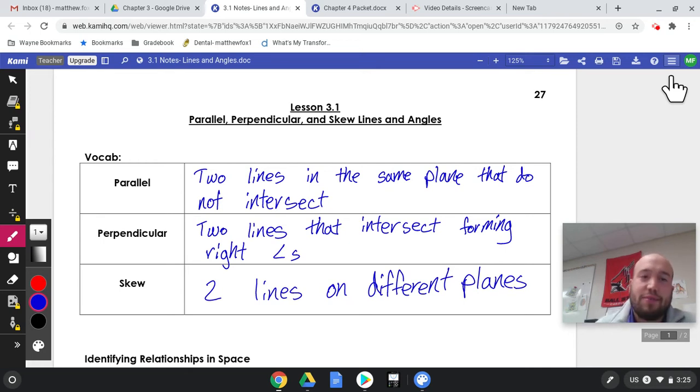Today we're going to start chapter 3, and we'll get about halfway through with this before fall break, and then we'll finish it up after fall break. But go ahead and start off. Chapter 3 has 3 vocabulary words we want to talk about.